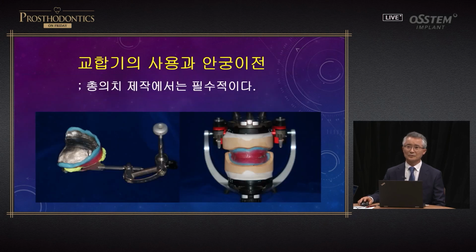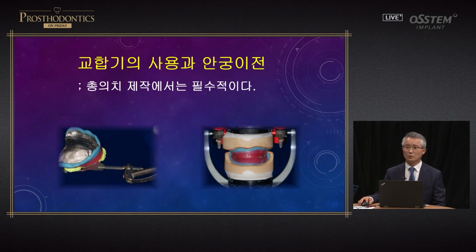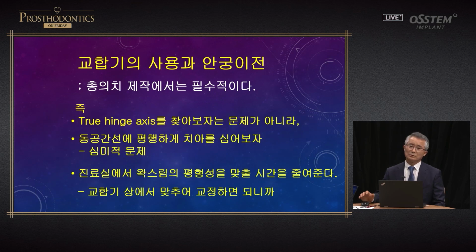Regarding the use of an articulator and face bow transfer, I always emphasize to my peers and students that they need to buy this tool. But people say this is arbitrary and it's impossible to find the true hinge axis, but it's not about the true hinge axis. We need to align teeth parallel to the interpupillary line. This is the priority. This is an aesthetic issue.